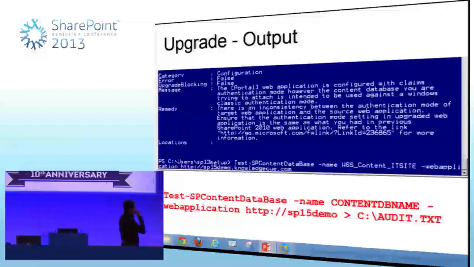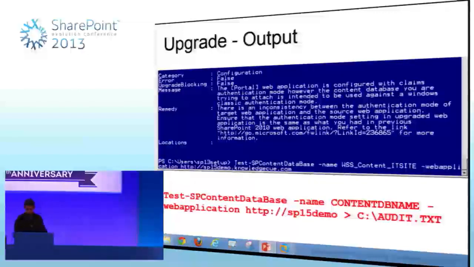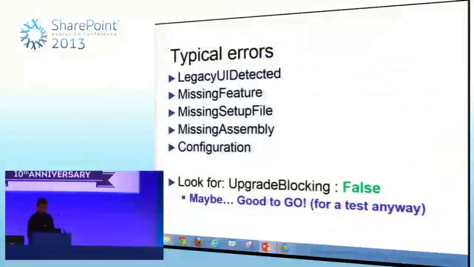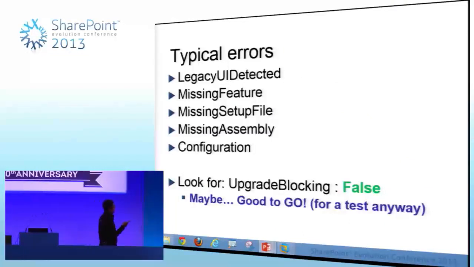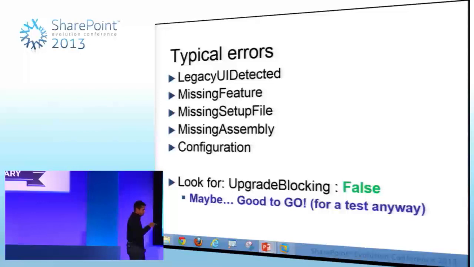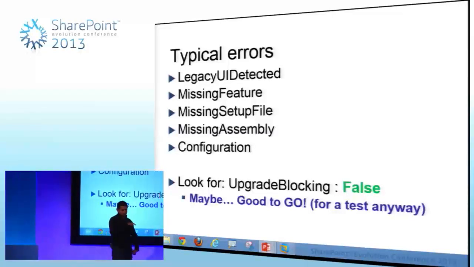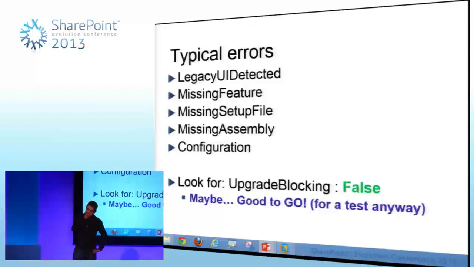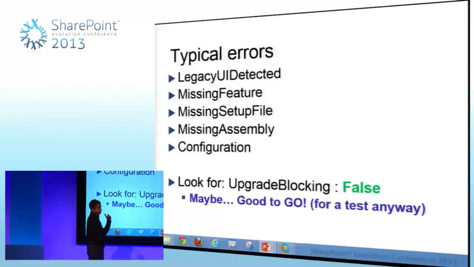So we talked about the upgrade output. The reason I got screenshots is just in case that didn't work. The typical errors that you get: legacy UI detected. You get that if you come from 2007 to 2010. That database, I've actually got a couple of issues because I upgraded that from 2007 to 2010 into 2013. Legacy UI detected essentially will tell you that the site's UI hasn't been updated post a 2007 to 2010 upgrade, and the UI is still in 2007 mode.